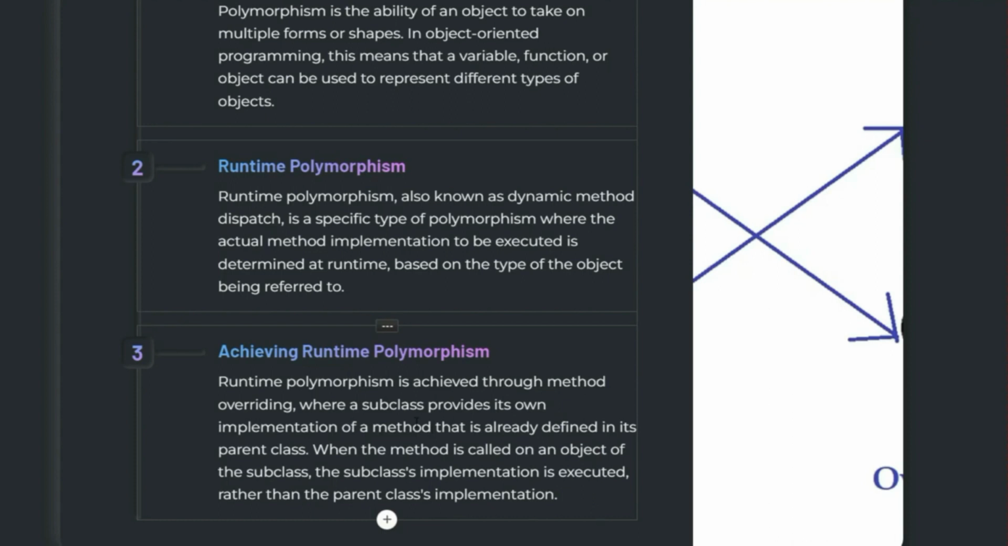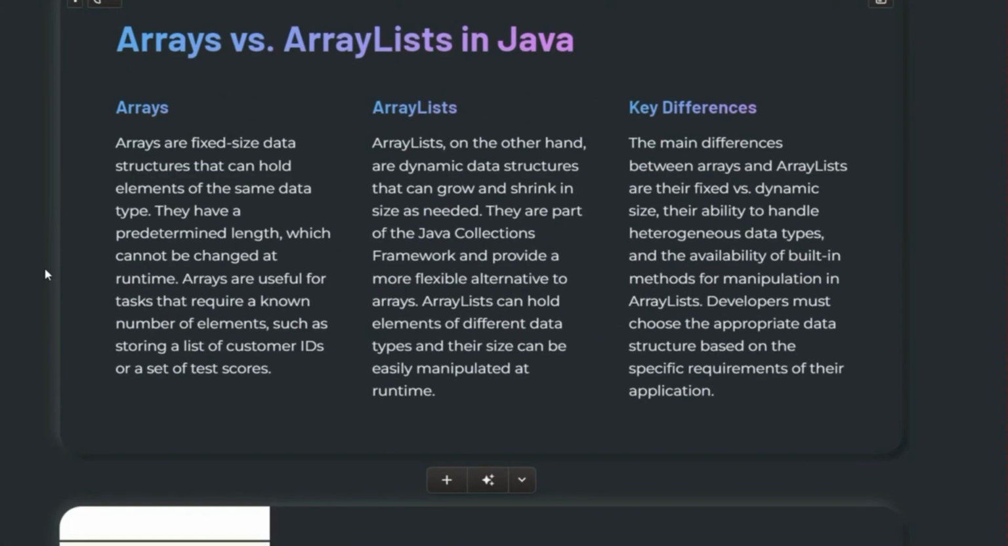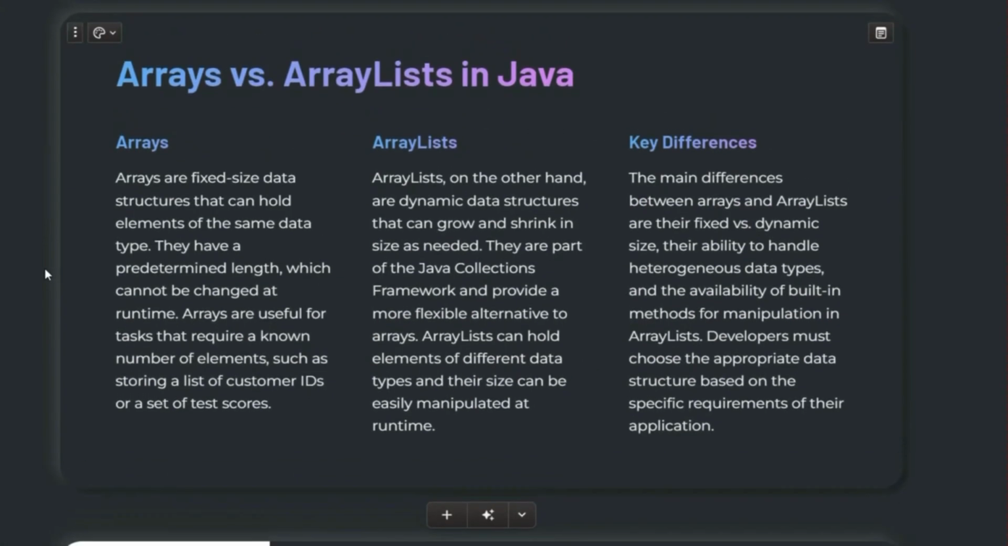And compile time polymorphism is achieved using method overloading. I hope you understand. And if they want more examples, then give the examples, right? I hope you will keep the examples. Okay, the next question is, what are the differences between arrays versus array list in Java?